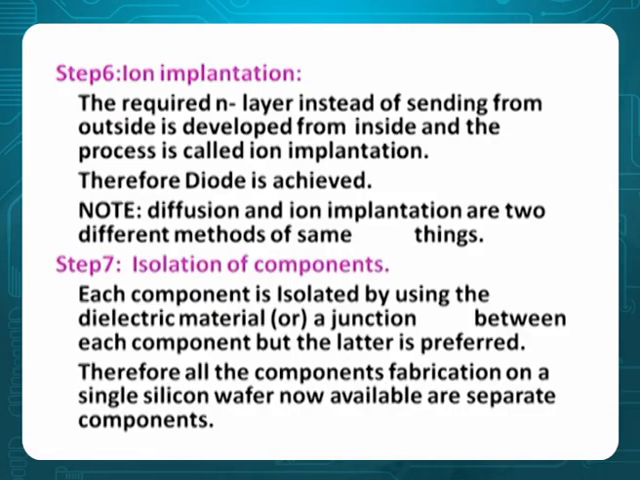So, seventh step, isolation of components. So far, all the components are available side by side. You have seen capacitor, diode, transistor, resistor. But if they are all mixed together, it's a dangerous thing. So, you need to isolate them. In order to isolate, we put some dielectric material between them, or the junction itself will act as a dielectric material. So that is called isolation.